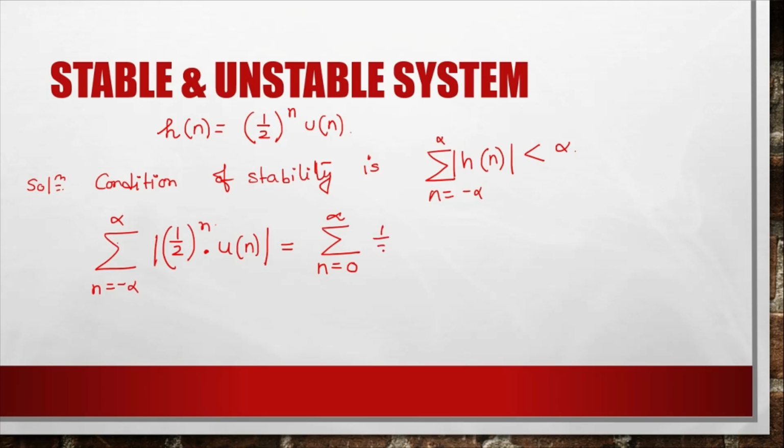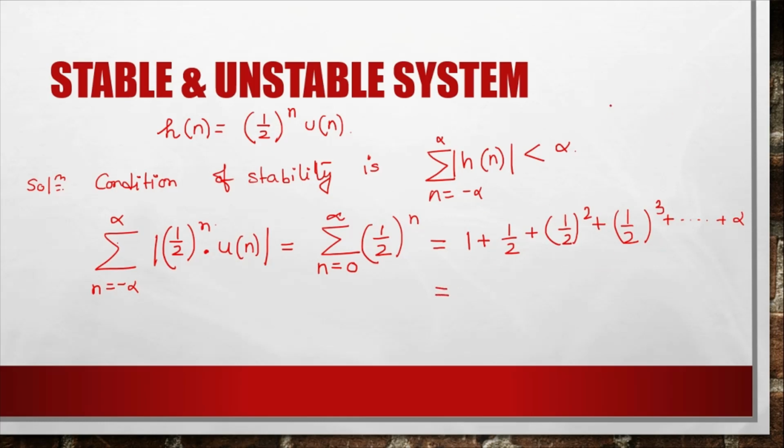So, I can write half whole to the power n. It is a series of half whole to the power n. If I make the series, when n is 0 this becomes 1, then half, then half whole to the power 2, then half whole to the power 3, and it will go up to infinity. Now, this is an infinite GP series.